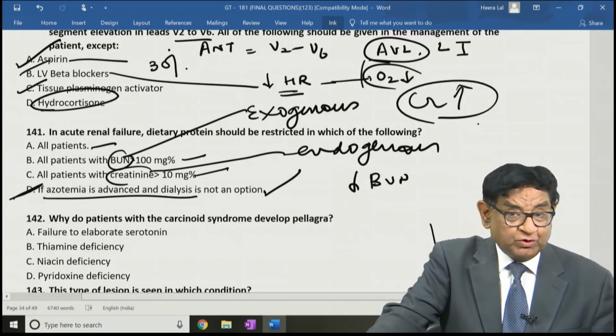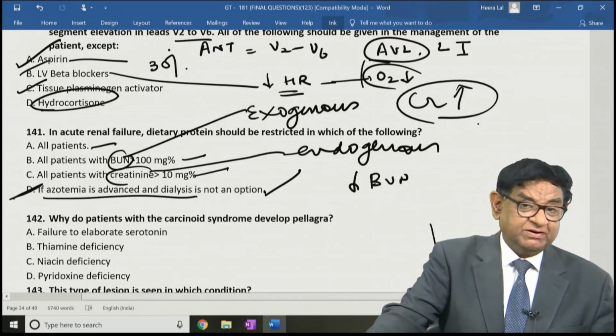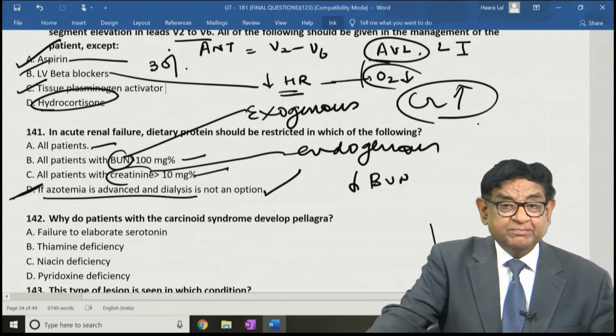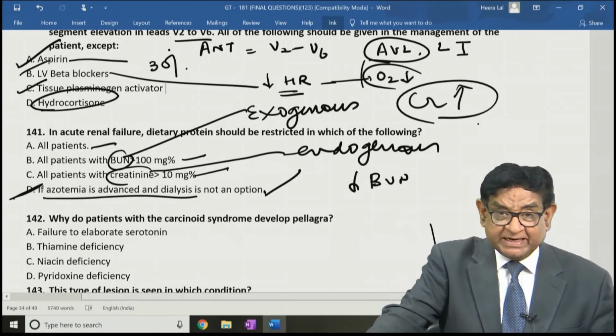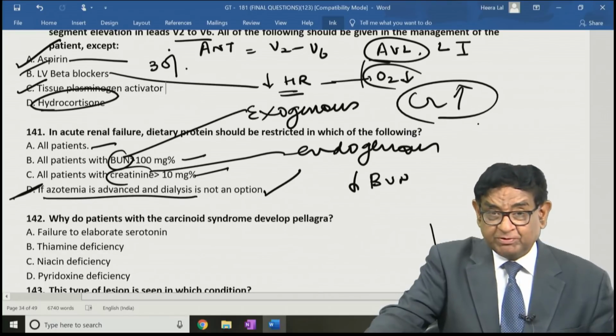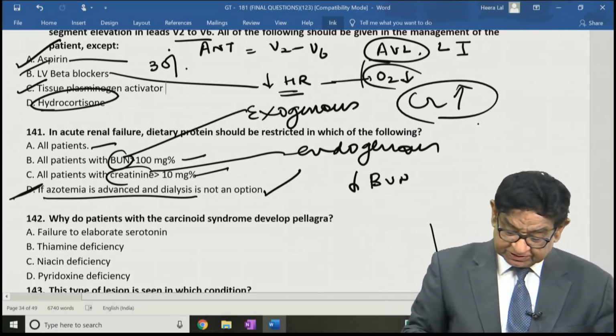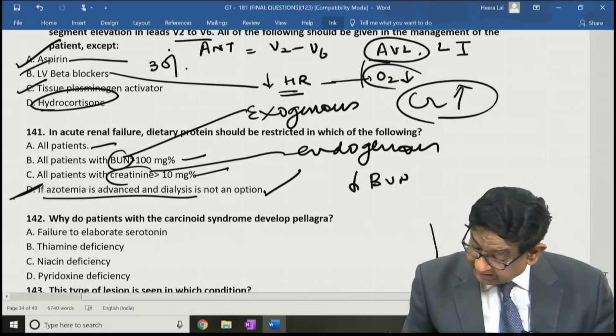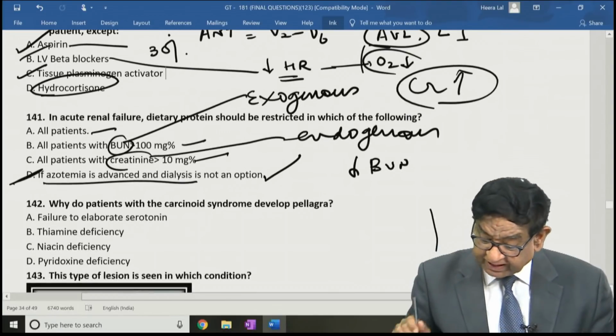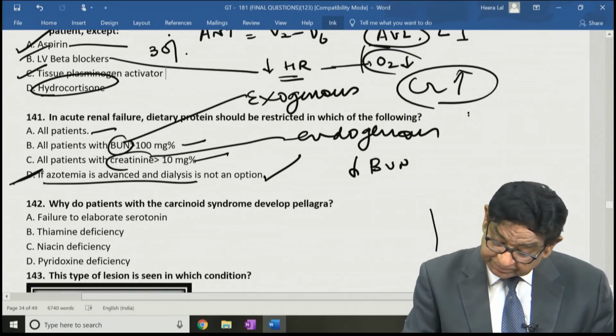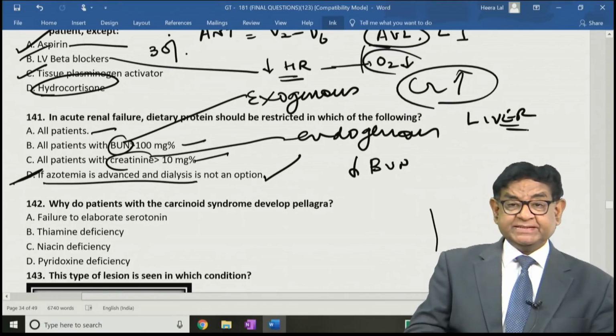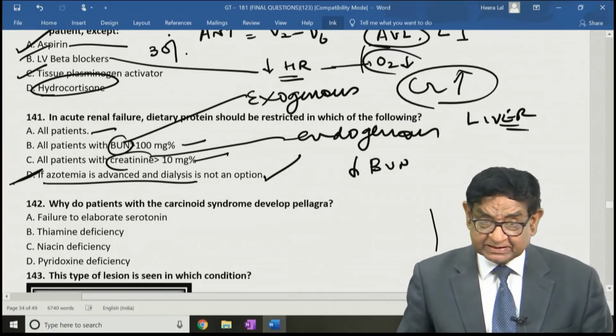Now I have one more question for you. Tell me any other condition where we know that BUN will be reduced and creatinine will increase out of proportion. Stop the video, write down the answer. Well, I'm sure you have written the answer. The answer is liver disease. In liver disease also, what's the basic concept? Why does this happen? Let's learn the basics.